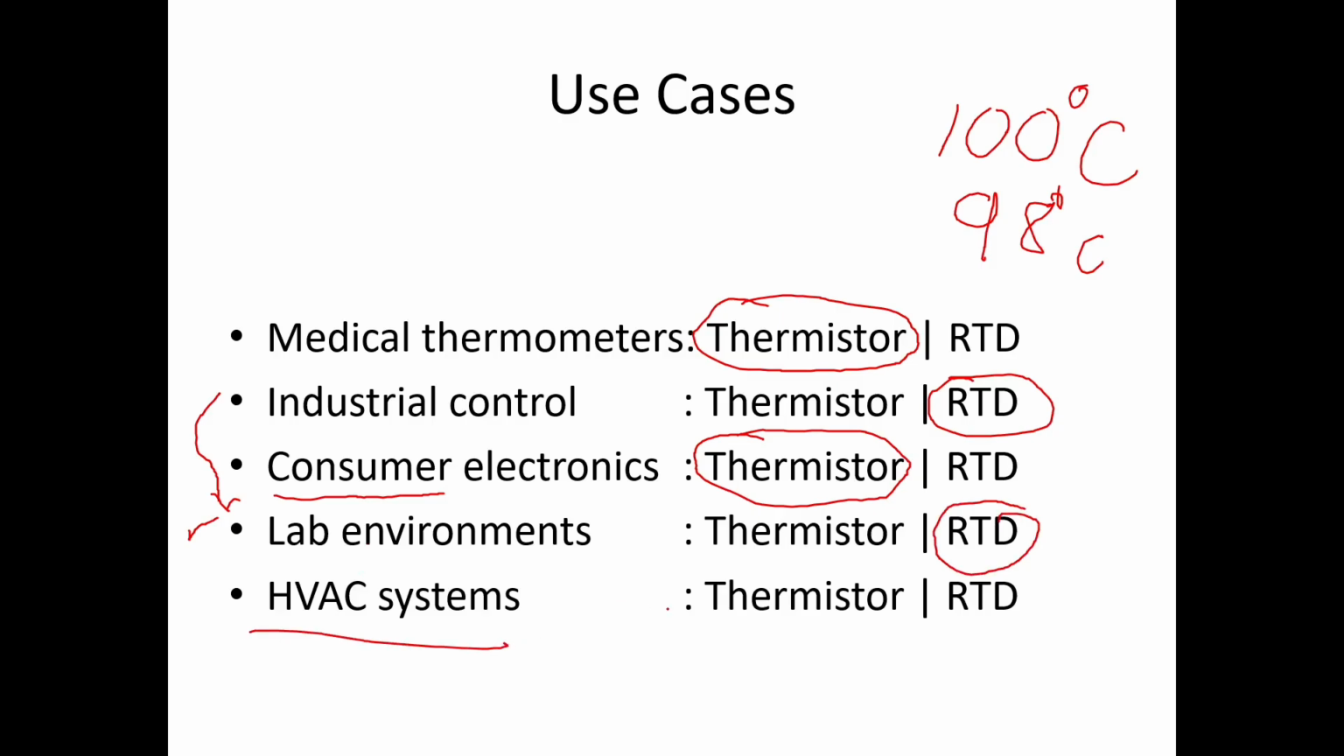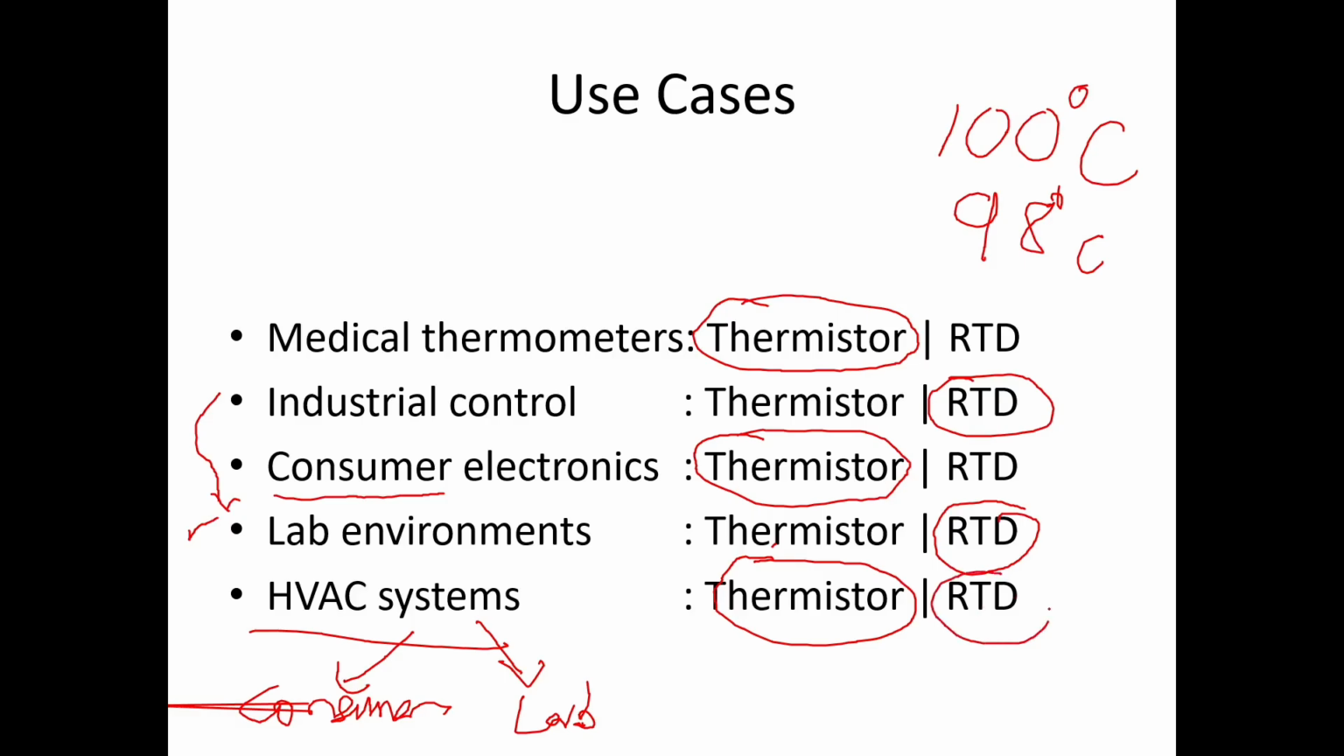For HVAC systems, this is a special case, because we have two types of HVAC system. One is for consumer and one is for lab. Like explained just now, whether we want to use it for vaccines, to keep the vaccine in cold storage. So for consumer, we want to use thermistor, like the air conditioning that you use in your house. But for lab, we want to use a good refrigerator, so we want to use RTD. So both can be used actually.